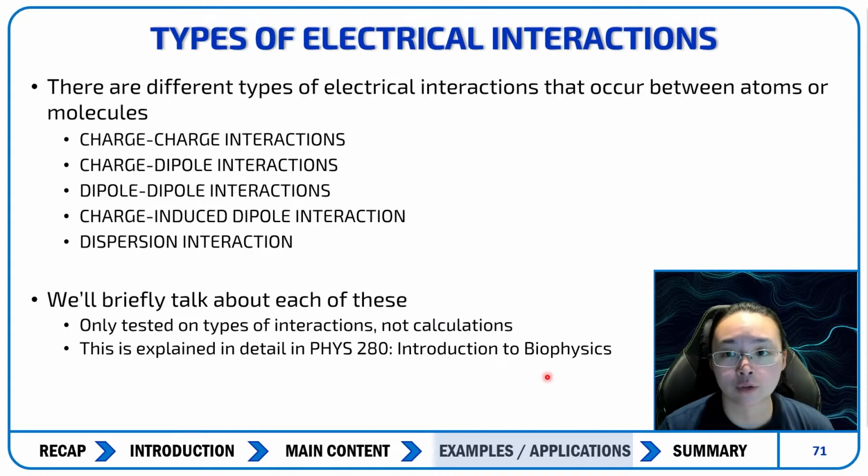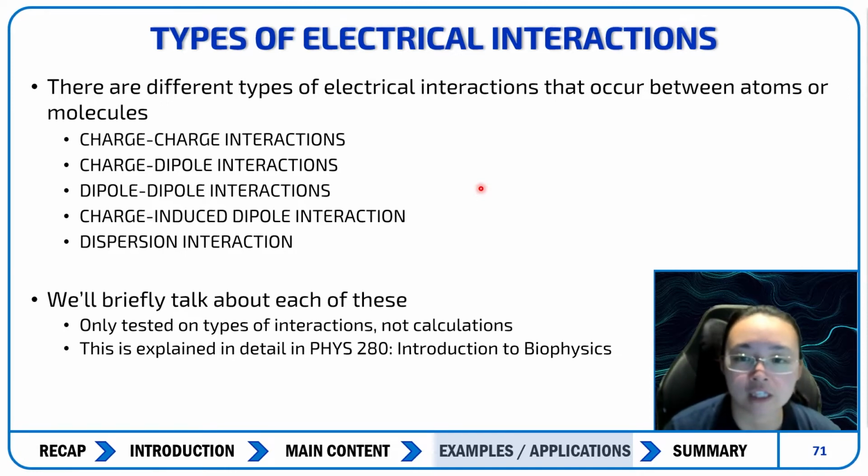So what types of electrical interactions are there? Just keep in mind, these are just potential models for us to look at. You won't be tested on the actual mathematics of it, because it'll be explained in detail in physics 280 and 380. So for now, just understand what types of interactions can take place. So we can have charge-charge interactions, charge-dipole, dipole-dipole interactions. You can have charge and induced dipole interactions, and you can have dispersion interactions.